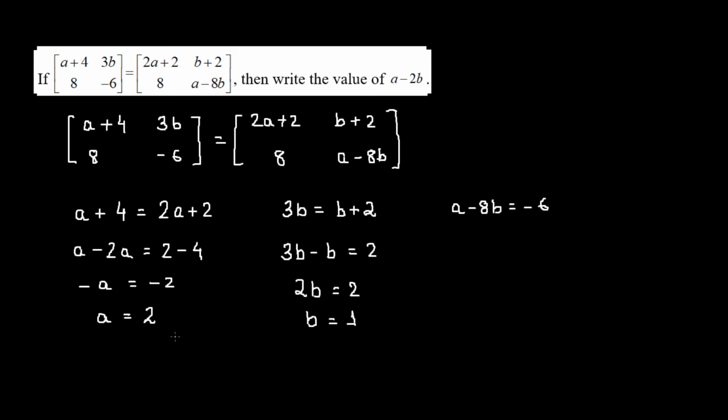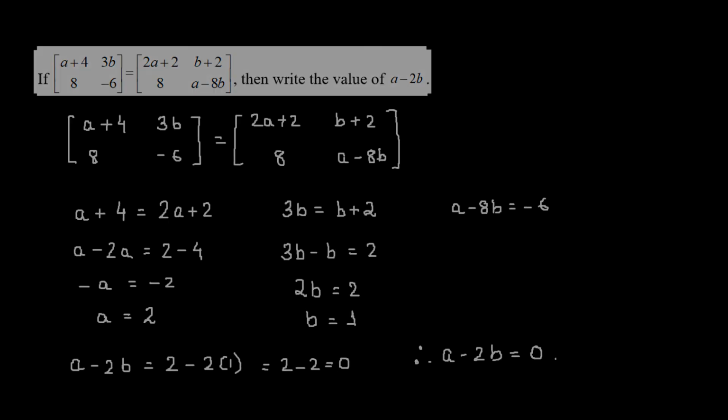So we have the value of A and B, so let us substitute it into A minus 2B. So A is 2, minus 2 times 1, which is equal to 2 minus 2 equals 0. So therefore we have the value of A minus 2B is equal to 0. Great. Let's move on to the next one.